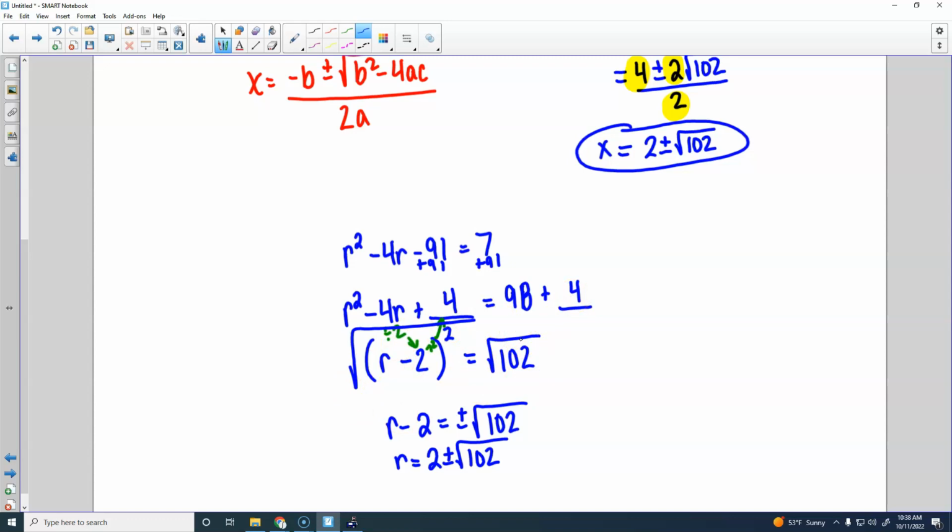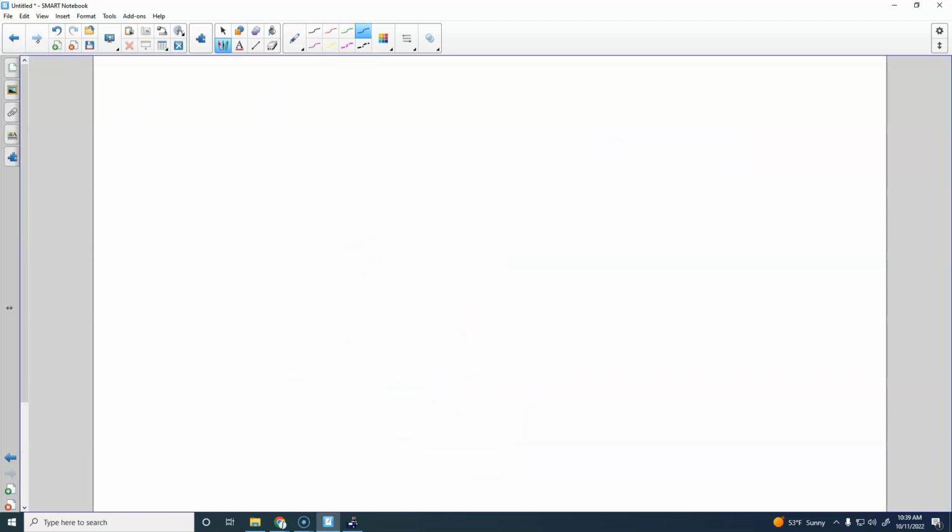I love completing the square on certain problems. It can get messy if you end up getting fractions, or if you have a coefficient in front of your r squared. So sometimes I still use the quadratic formula. But I do like it. So let's try completing the square on another problem where it is useful.